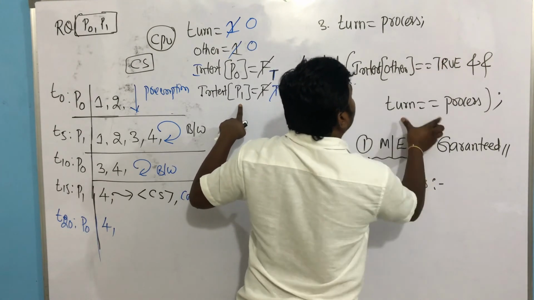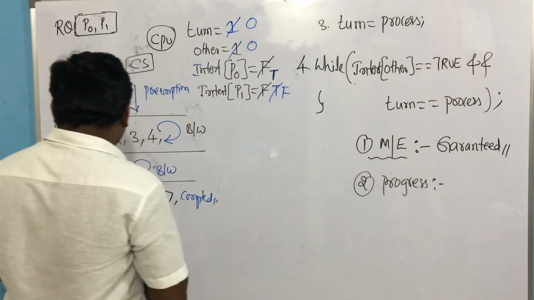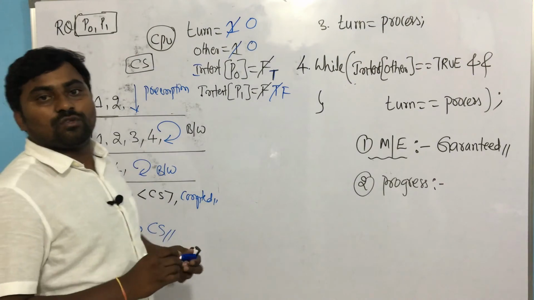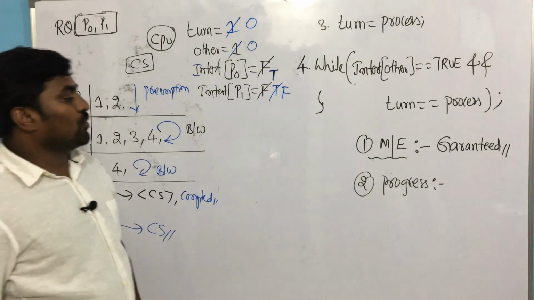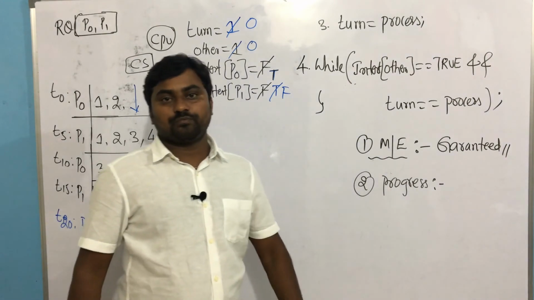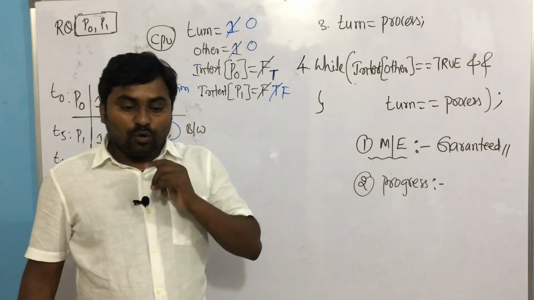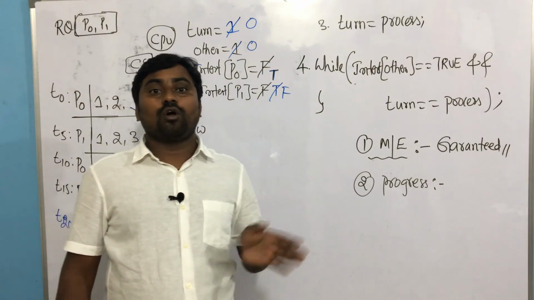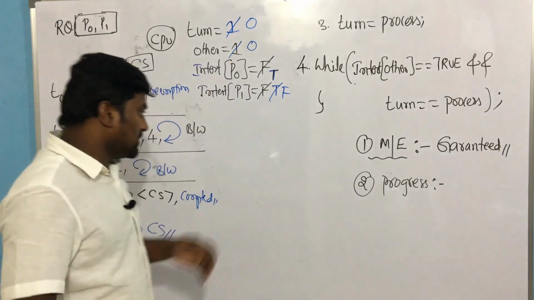Left side is false. It won't check the right part. Total condition is false. That means P0 can enter into the critical section. P0 enters into the critical section. So definitely it is also satisfying mutual exclusion. We should think about progression. What is progression? Please understand the meaning of progression. Progression says that whenever the critical section is free, no other process should block other interested processes that are entering into the critical section.